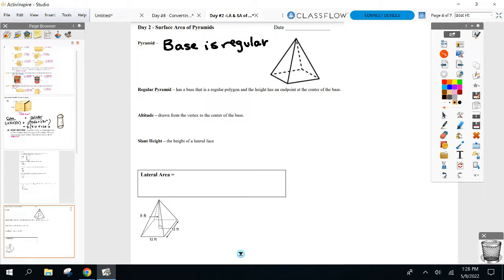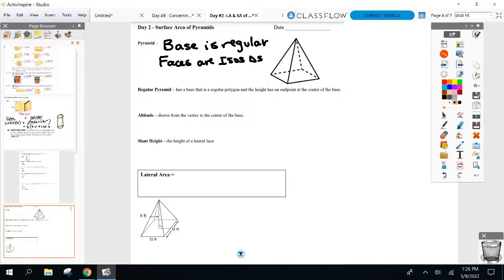Now let's take the base off and talk about the faces. The faces are always what shape? Triangles, always. In a pyramid, your faces are always triangles. And I'm going to give a little more detail than just a triangle. They are isosceles triangles. So no matter what the shape is, the base is regular, all sides are equal, and all the faces are always isosceles triangles.